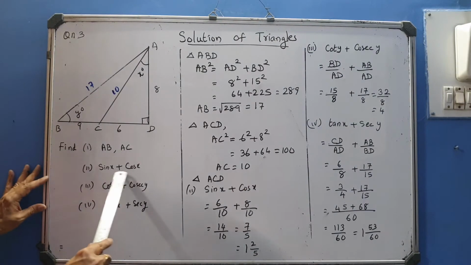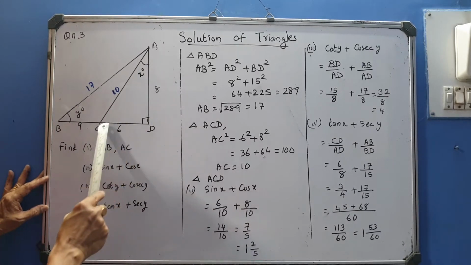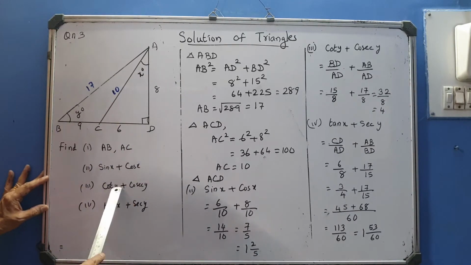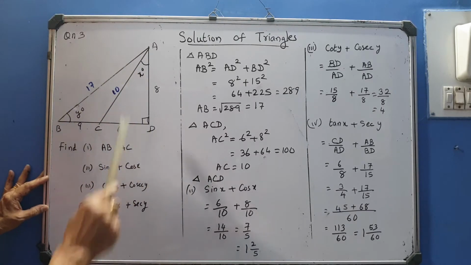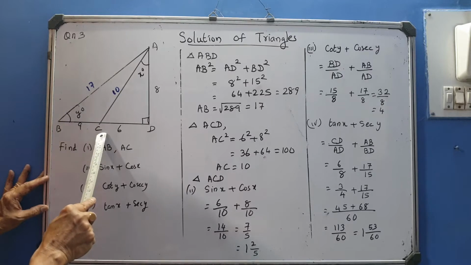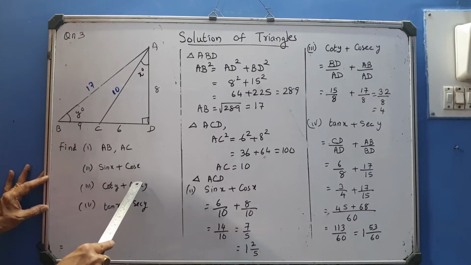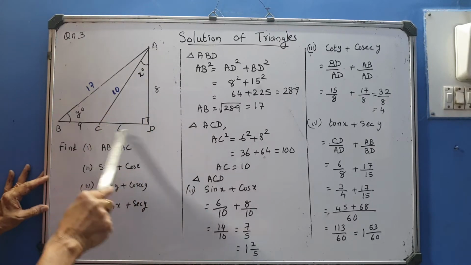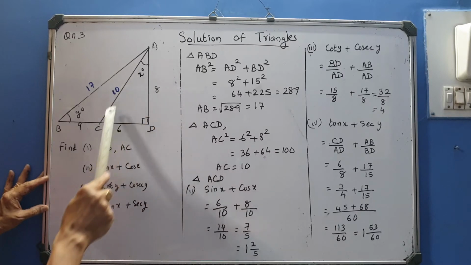Now to find sin x and cos x, look at the angle x. Whenever x is asked, you have to only go to the triangle ACD. Whenever y is asked, we have to go to the complete triangle ABD. We can't take the triangle ABC because that is not a right angle triangle. So for finding out sin x, cos x, or even tan x, we have to go to the triangle ACD.